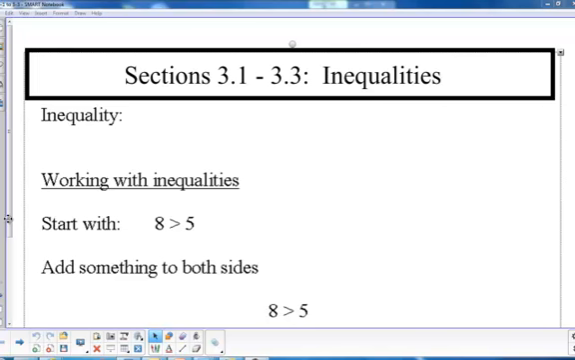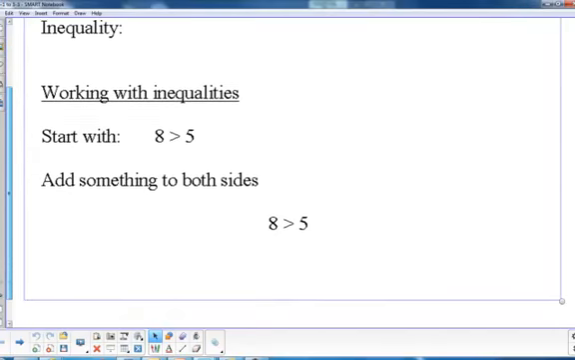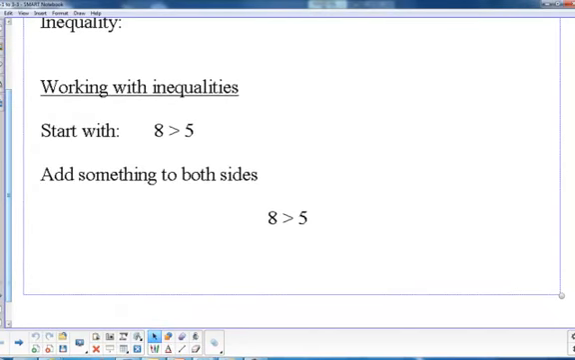Working on inequalities in 3-1. And we're going to start by talking about that the inequality, the Pac-Man right here, is always going towards the bigger number. It kind of like eats the bigger number if you want to think about something. So if you have an inequality, you can add something to each side and it'll stay the same.